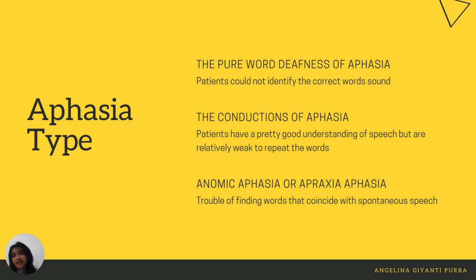Next, we can see conduction aphasia. People have a good understanding of speech, but they are very weak at repeating words. Then there's anomic aphasia. This is the kind of aphasia I told you about earlier, when the word is on the tip of your tongue but you just cannot remember or find the word. You're just like, oh, what was the thing called? What was the word? That's anomic aphasia.